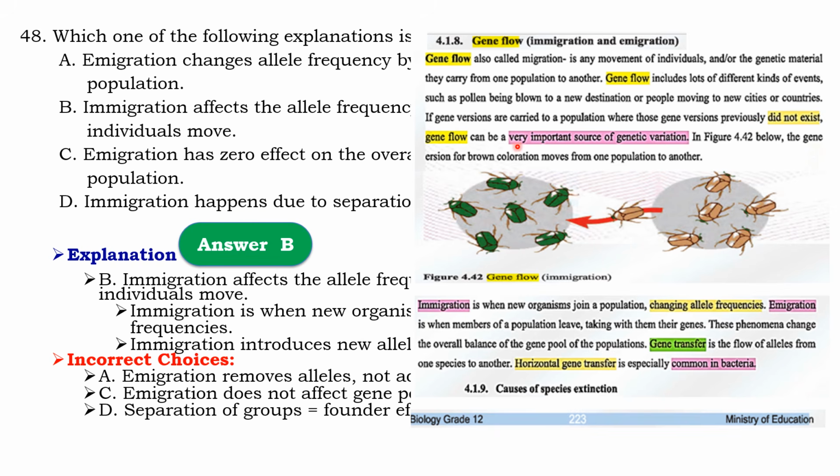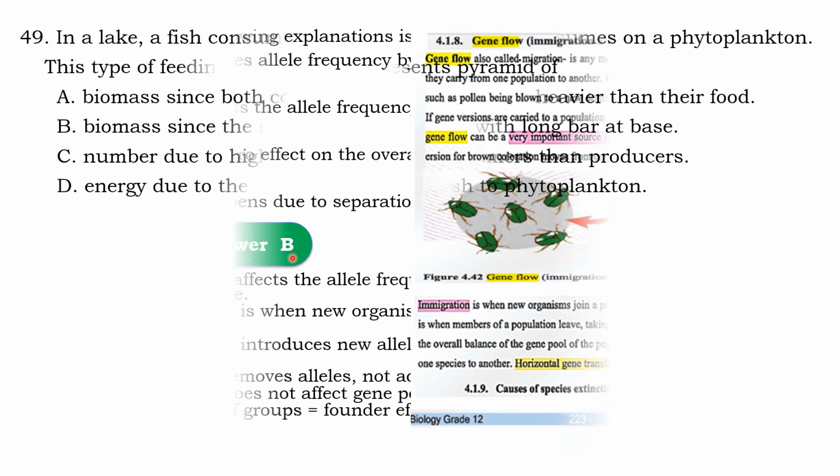So gene flow can be a very important source of genetic variation. When we look at immigration, when one population moves to another population, immigration is when new organisms join a population and change allele frequency. So the answer should be B.